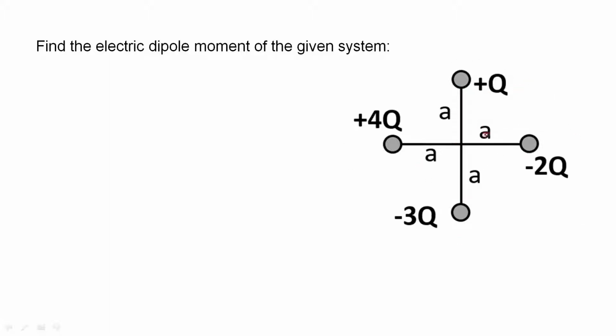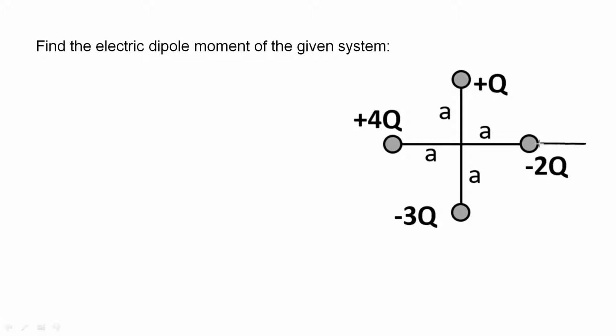Now, first of all, you can see that the net charge on the system is 0. See, the negative charge is minus 5Q and the positive charge is again plus 5Q. So the net charge is 0. Now, in this case, however, it would be a little difficult to separate the positive dipoles and the negative dipoles and find the net dipole. So we'll go by the definition of dipole moment, that is the sum of charge and position vectors. Okay, so the sum of the product of charge and position vectors.